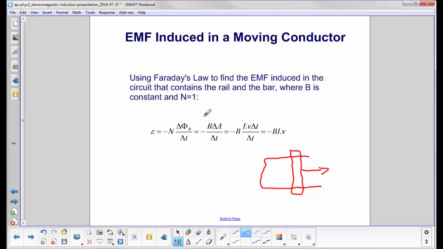B is constant, so we pull B out over here. And then we have delta A. We found that delta A was L v delta t. We cross out the delta t, and we find that the EMF is negative the strength of the magnetic field times this length here of the wire times the velocity at which the bar is moving.